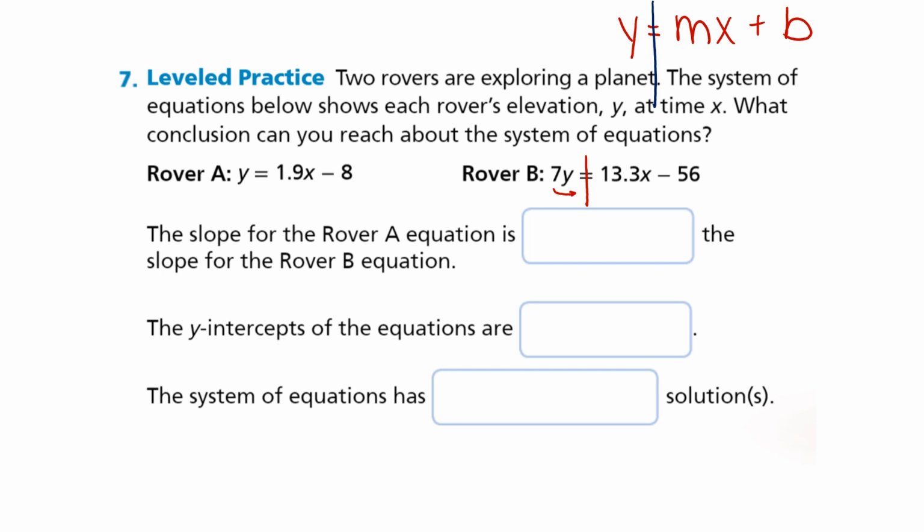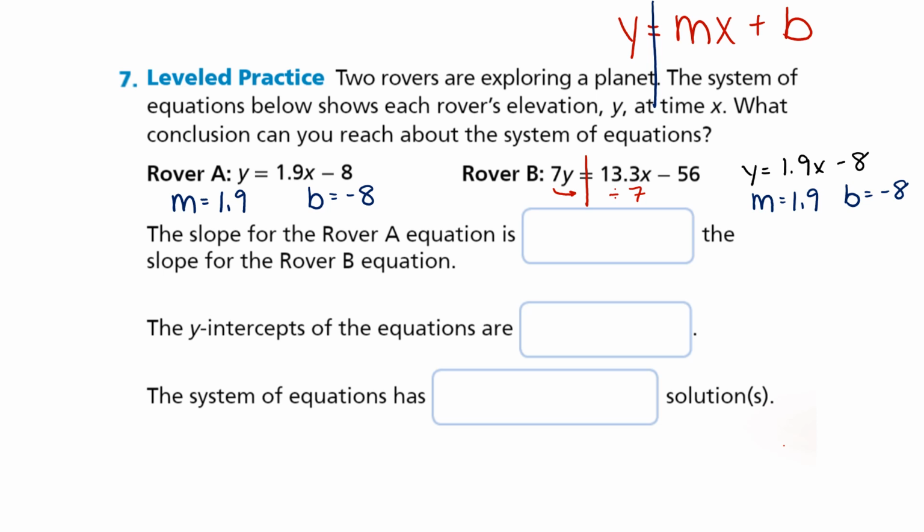To get the y by itself, we want to divide by the 7. On our calculator, 13.3 divided by 7 gives us a value of 1.9. And then 56 divided by 7 gives us a value of 8. We can then identify the slopes of our equation. So rover A, the slope is the 1.9x, and the y-intercept is the negative 8. Same with rover B. Our slope is the 1.9x, and the y-intercept is the negative 8.